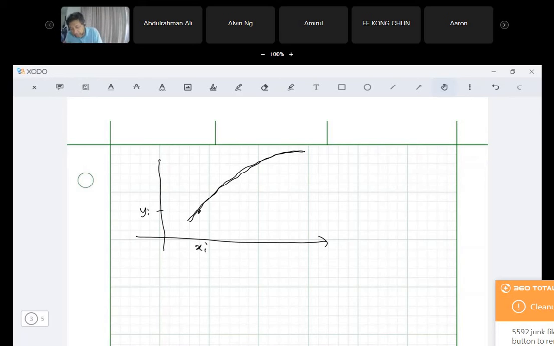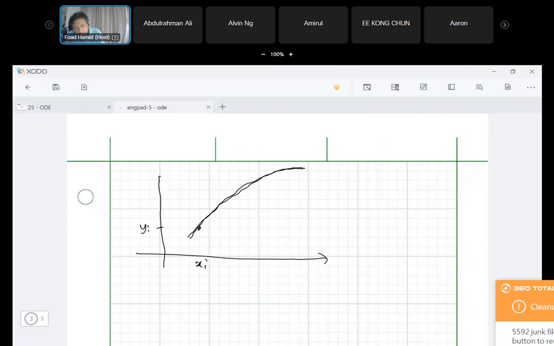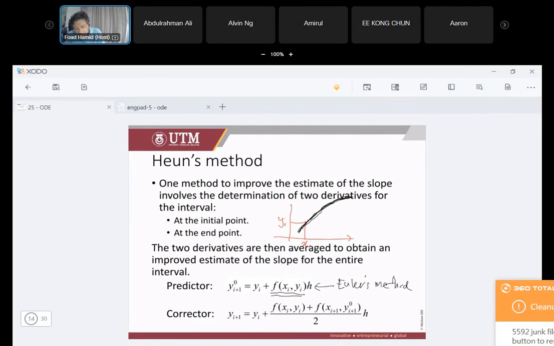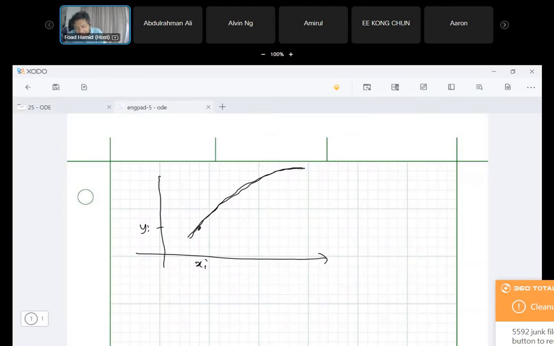Okay, so the first is what we call the, if you take a look at the note, it says that there are two methods here. Heun's method, the first thing that you need to do is the predictor, to predict. So we need to predict. In this case, what we can do is yi+1 = yi + f(x,y)h. This is what we call the predictor, or basically it's just Euler's method.